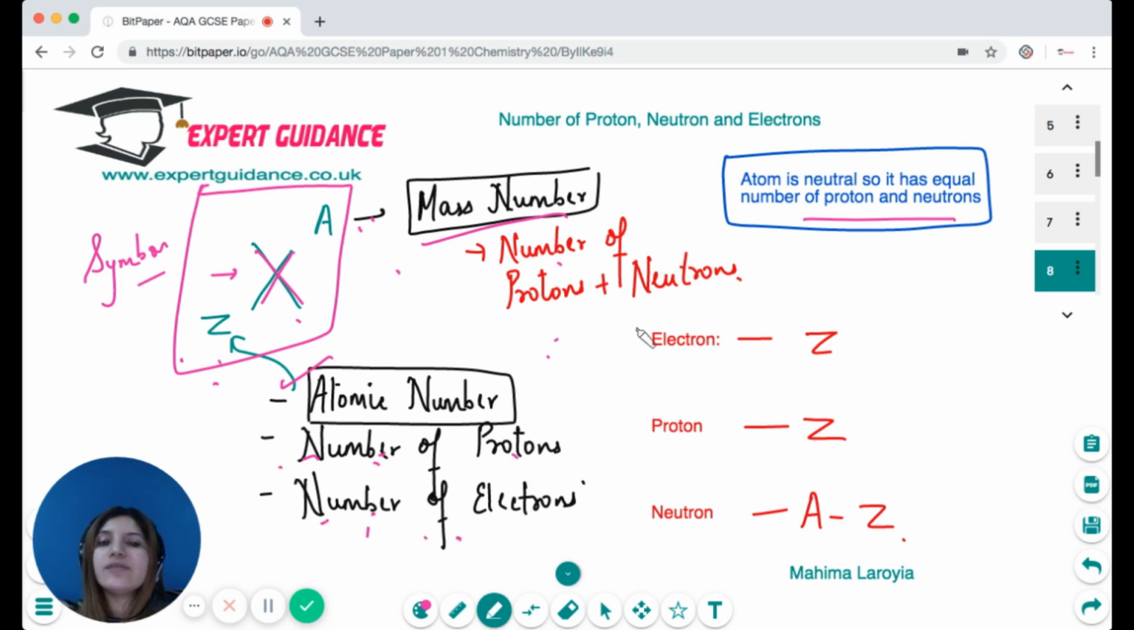So if you need to work out the electron number, you will write the bottom number. If it is an atom, remember, it has to be an atom. Then only you can say it has an equal number of electrons and protons. We'll see later there's a second category called ions, which have an unequal number of electrons and protons. The proton number is again the bottom number, and the neutron number is the top number take away the bottom number. So that is A minus Z.